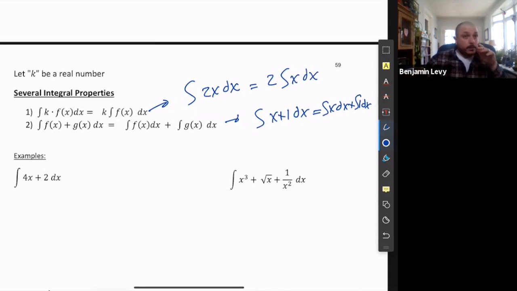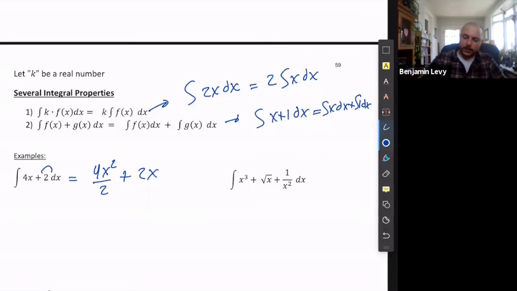Right, and so let's do that on this first problem. When we do this one, we just think about them separately: add 1 to the power, divide by the power. The 2 is a constant, the 2 just gets the x. This is the constant rule. And then we throw the plus c on it.